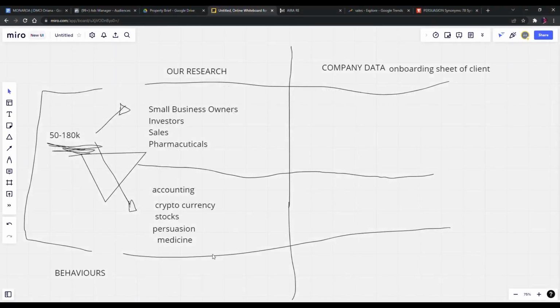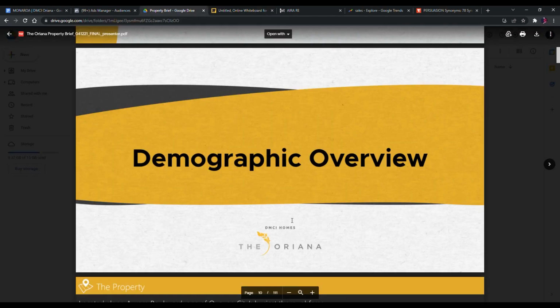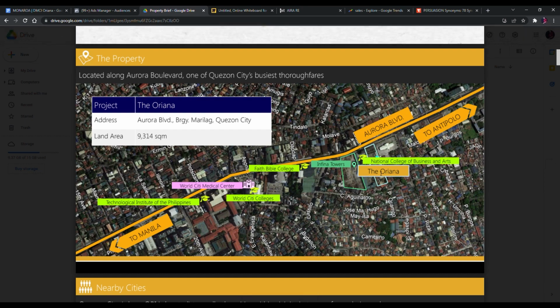Alright, so now that we're back, what we're going to be talking about is how to get the winning golden line. Since we have our research completed, now we're going to talk about the other side, which is either the company data or the onboarding sheet of the client. Company data, this is something that I have right here. This is a demographic overview of the people from DMCI, which is what we searched up earlier in Google Maps.